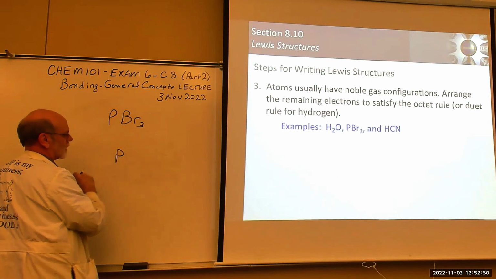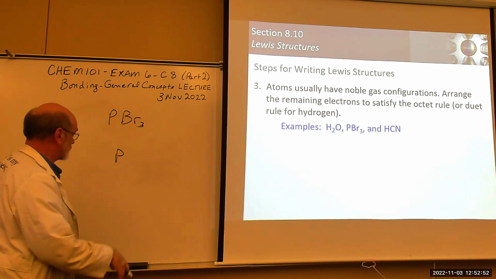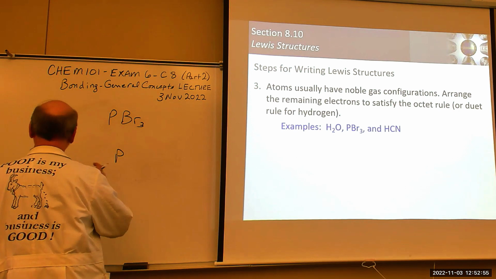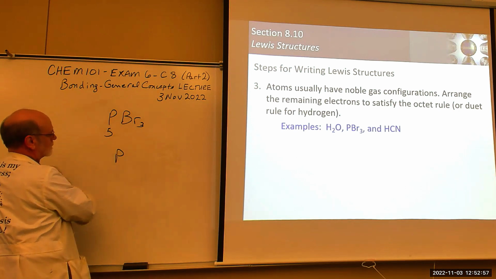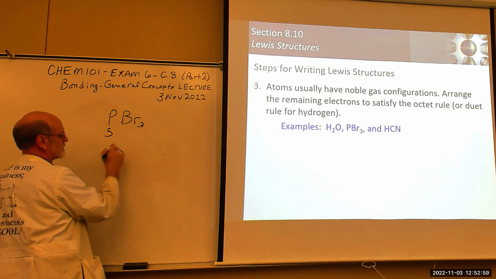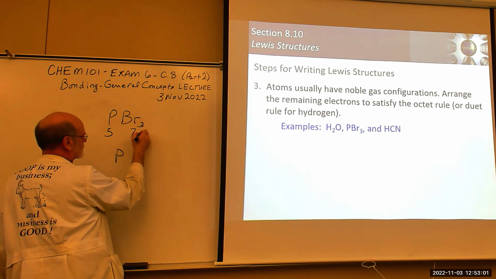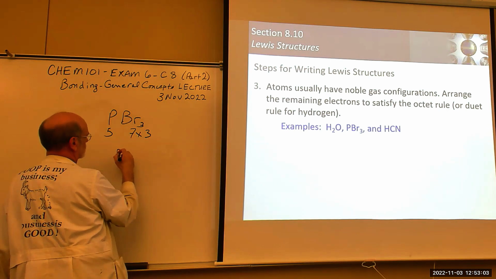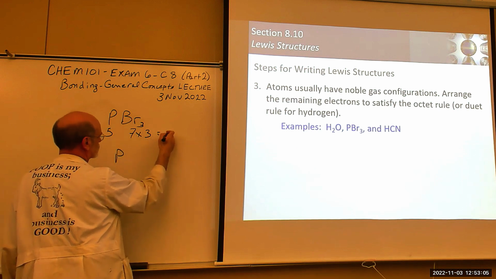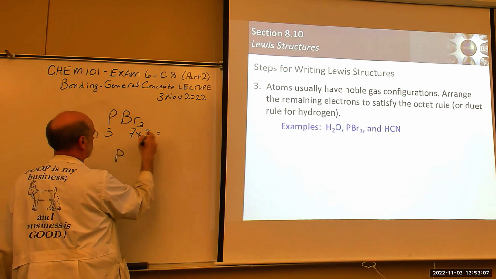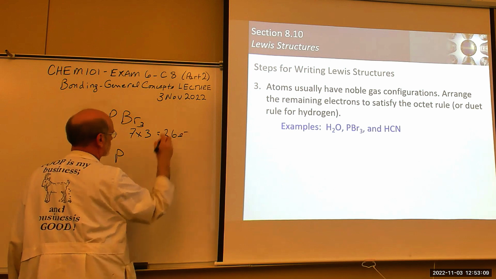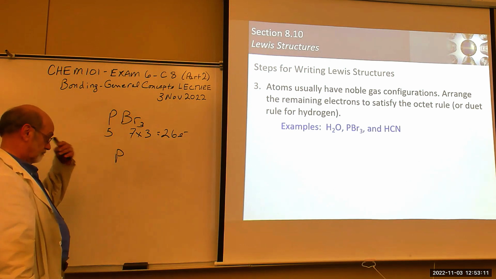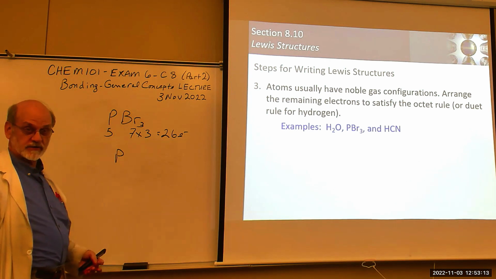So now we need to count our valence electrons, right? Phosphorus is 5 steps over. Bromine is 7 steps over, so it's 7 times 3. And that's 21 plus 5 is 26. We got 26 valence electrons.